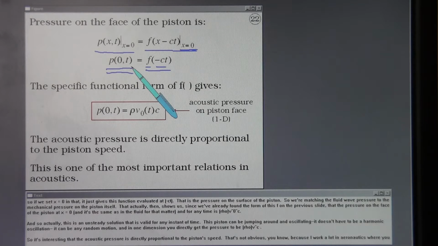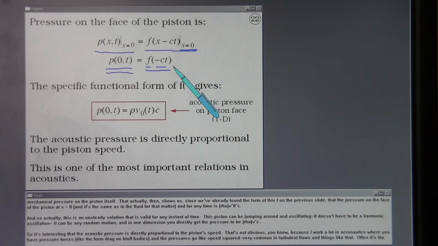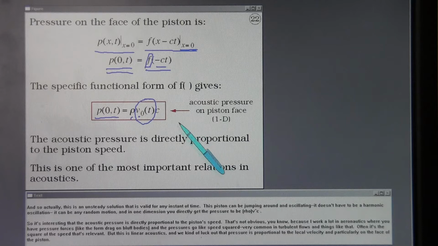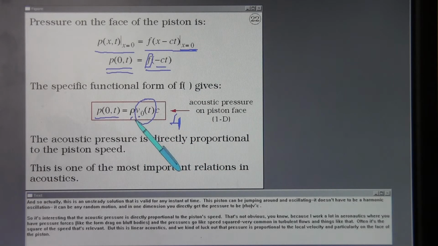And that actually then shows us, since we've already found the form of this F on the previous slide, that the pressure on the face of the piston at x equals 0, and it's the same as in the fluid for that matter, and for any time is rho v0 c. And so actually, this is an unsteady solution that is valid for any instant of time. This piston can be jumping around and oscillating. It doesn't have to be a harmonic oscillation. It can be any random motion, and in one dimension, you directly get the pressure to be rho vc.